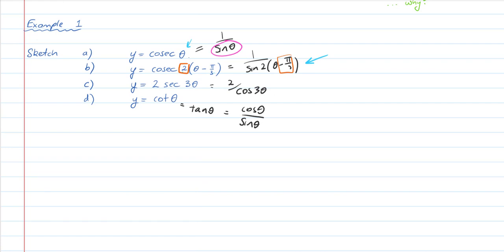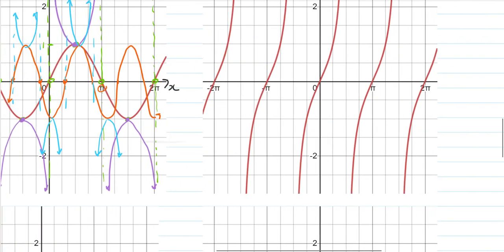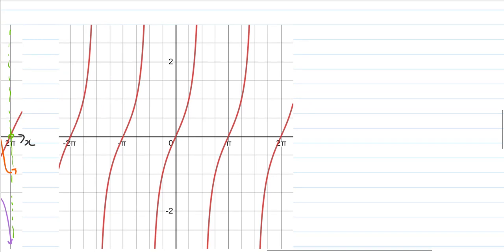Now, cot theta is equal to 1 over tan theta, which equals cos theta over sine theta. I just want to make a point here because 1 over tan theta is pretty easy to deal with because we've got 1 over 0. These points here, they're asymptotes. So I can sketch all my asymptotes on here. See, the asymptotes have shifted, which is interesting.